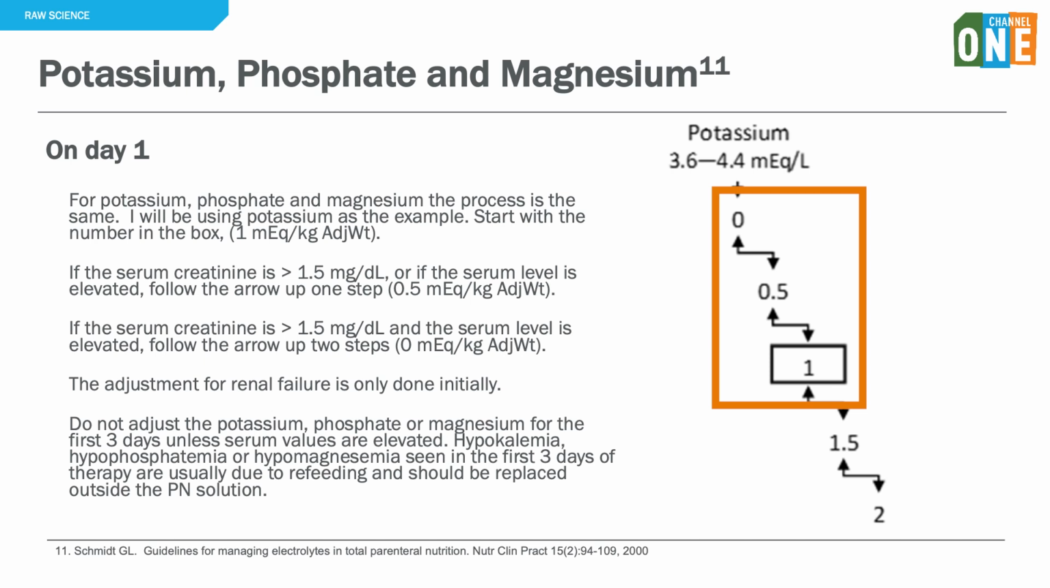Do not adjust the potassium, phosphate, or magnesium for the first 3 days unless serum values are elevated. Hypokalemia, hypophosphatemia, or hypomagnesemia seen in the first 3 days of therapy are usually due to refeeding and should be replaced outside the parenteral nutrition solution.